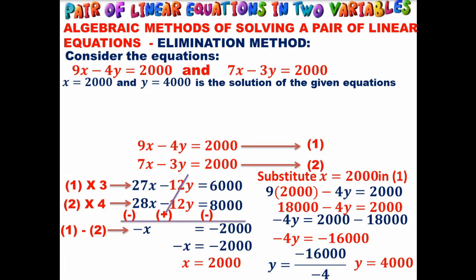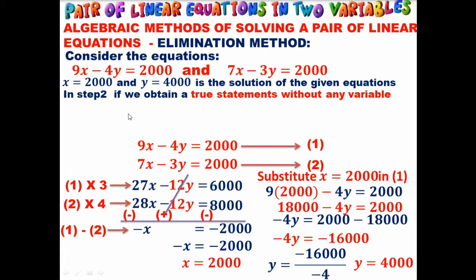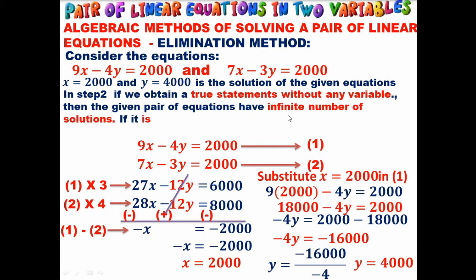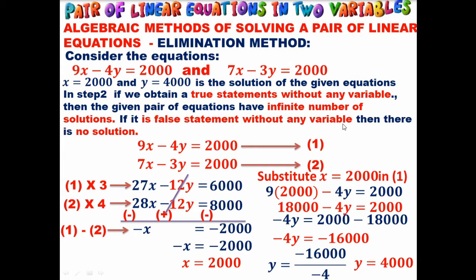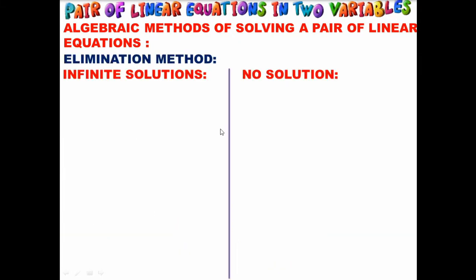Alright? Okay, now this is all about unique solution. We know that we may also have no solution or infinitely many solutions for a pair of equations, isn't it? So in the elimination method, when I am proceeding in step 2, we have already seen this condition in the substitution method. If we get true statements, then we have infinitely many solutions. If we get a false statement without any variable, then there is going to be no solution. Let's see it through an example. First, an example for infinite solutions.